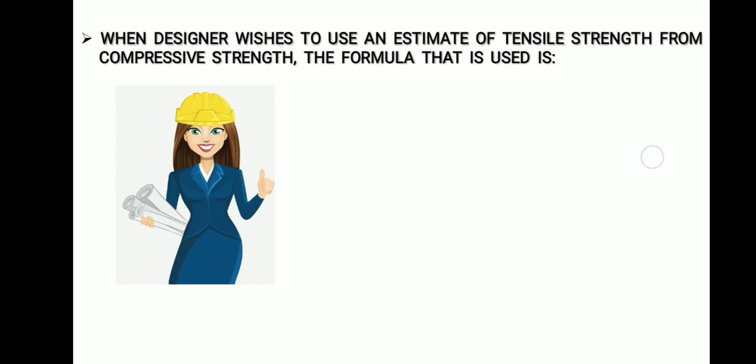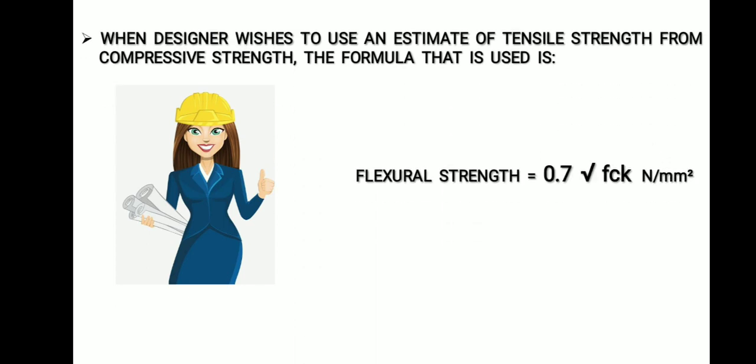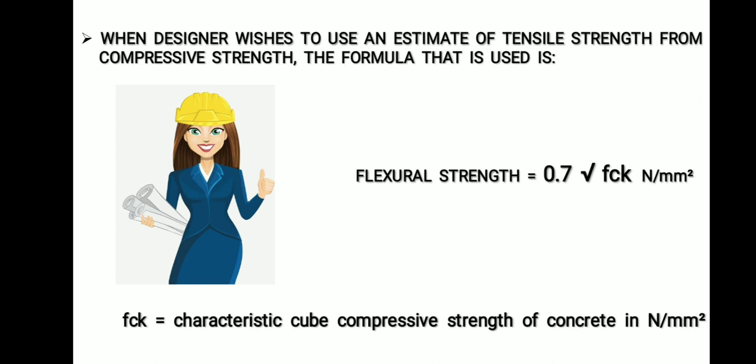Moving forward, if any designer wishes to estimate tensile strength from compressive strength, which formula will he use? He will use the flexural strength formula, that is 0.7 into under root fck. Now what will fck be? fck will be the characteristic compressive strength of concrete, in Newton per mm square.